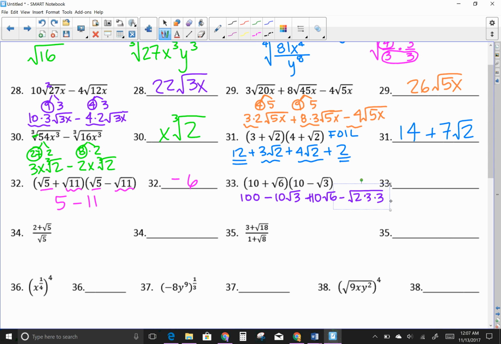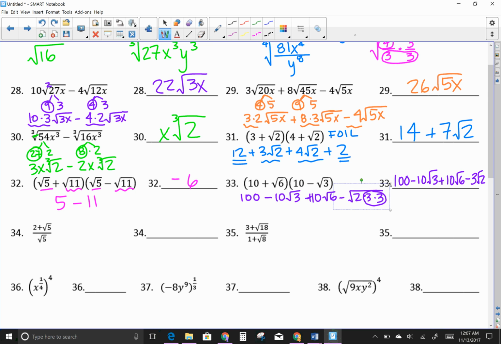If you want to multiply that out, you can, but it's going to be simplified. So this is going to end up with nothing that combines. So it's going to be 100 minus 10 square roots of 3 plus 10 square roots of 6 minus 3 square roots of 2. And I just barely squeezed that in.